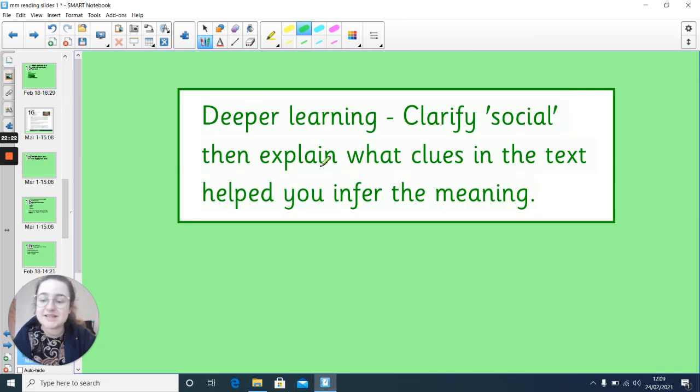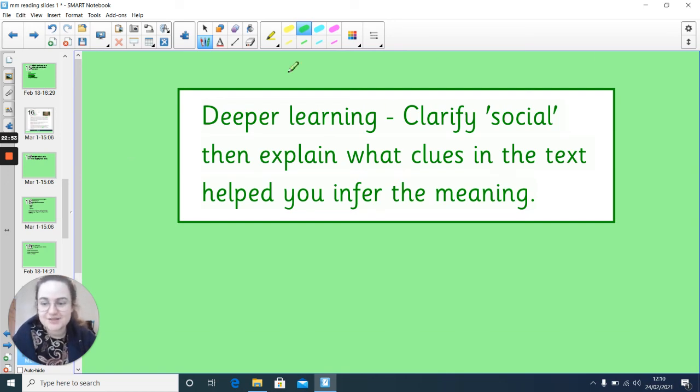If you would like to do the deeper learning, you could read this one. It says, clarify the word social, then explain what clues in the text help you infer the meaning. So you can find the word social and see if you can figure out what it means. And then you can have a go at writing down which words help you know what it means. So if you would like to have a go at that, it is a tricky one. That is an extra challenge for you if you really enjoy clarifying those tricky words in this text.